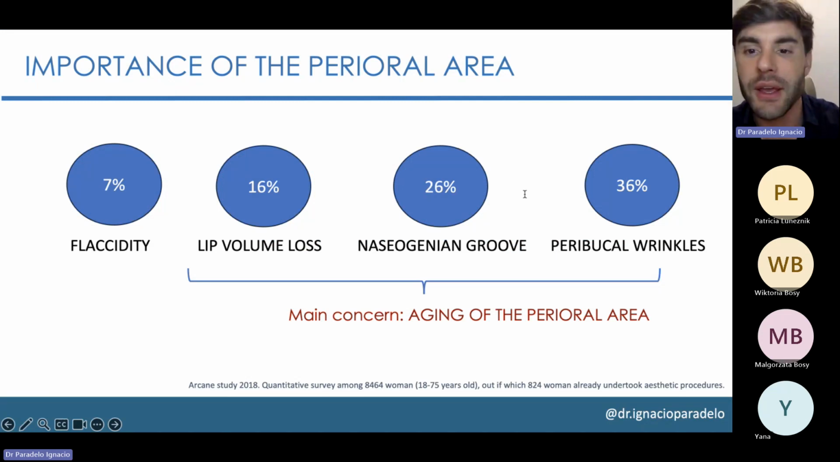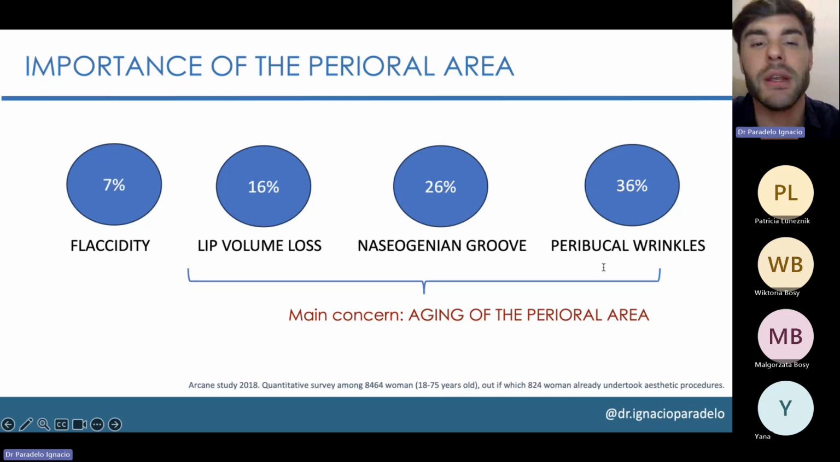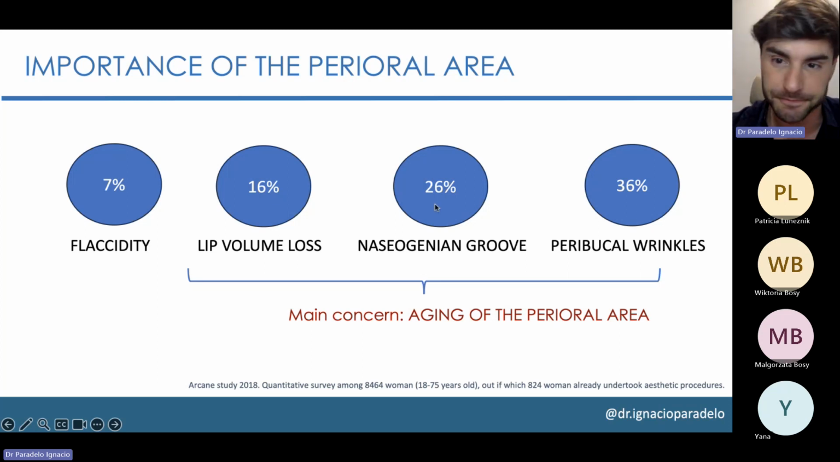To begin, I am going to talk about the importance of the perioral area. The perioral area in aesthetic medicine consultation is not determined because it happened to me, but because there are studies that demonstrate it. There is a study carried out in 2018 where 8,464 patients were questioned about their biggest concerns regarding aging and which areas had the most impact on them. As we can see, flaccidity occupied only 7%, while loss of lip volume, a marked nasolabial fold, and perioral wrinkles took the majority of the percentages of concern.